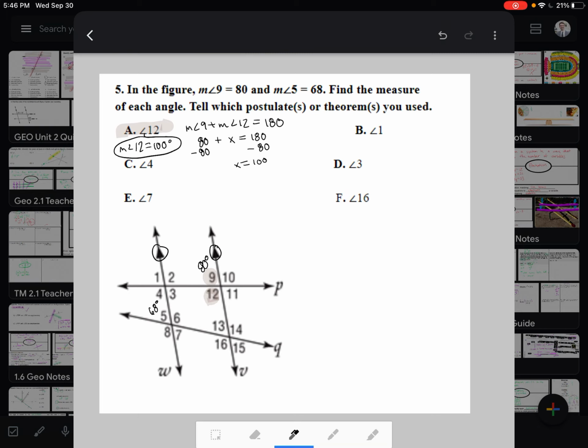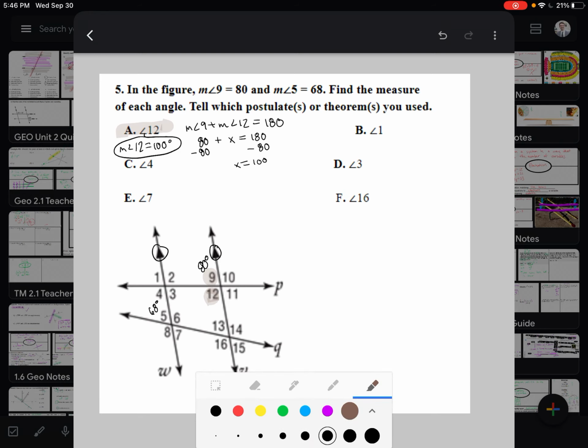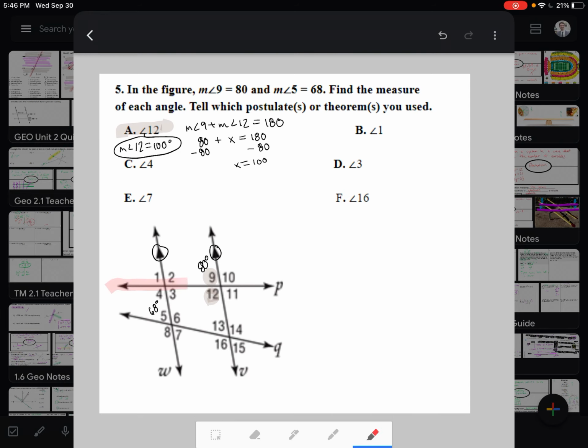So looking at, again, like we were doing before, let's highlight our transversal in red. We have a transversal here crossing at 2 points. If we look at angle number 9, and our second one we're looking at here is angle number 1. Well, 9 and 1, we're going to see that these are corresponding angles. So by our corresponding angles postulate, we're going to be able to say that they're the same measure. So it's going to equal the measure of angle 9, and we know that angle 9 equals 80 degrees.